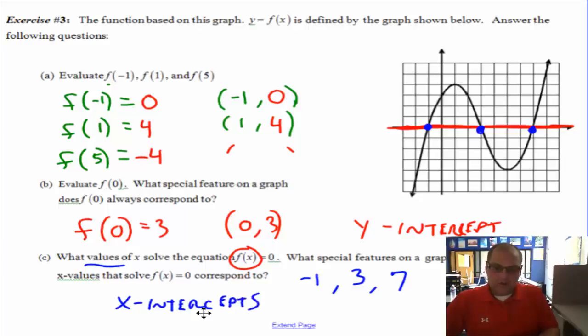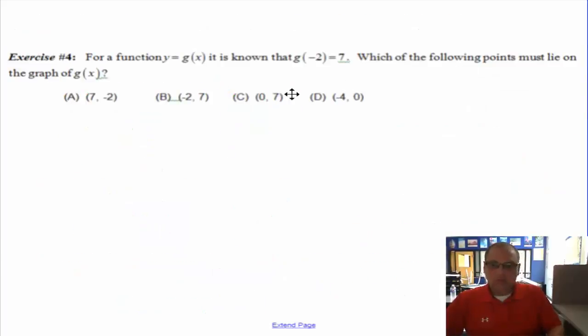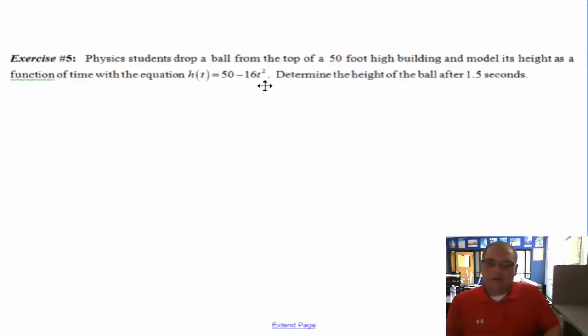Make sure you're taking good notes here. For a function y equals g of x, it is known that g of negative 2 equals 7. Okay, so there we go. Here's our x, and here's our y. Which of the following points must lie on the graph? Well, we got it right there: negative 2, 7, x, y. Just another way of asking the same thing over and over again, right?